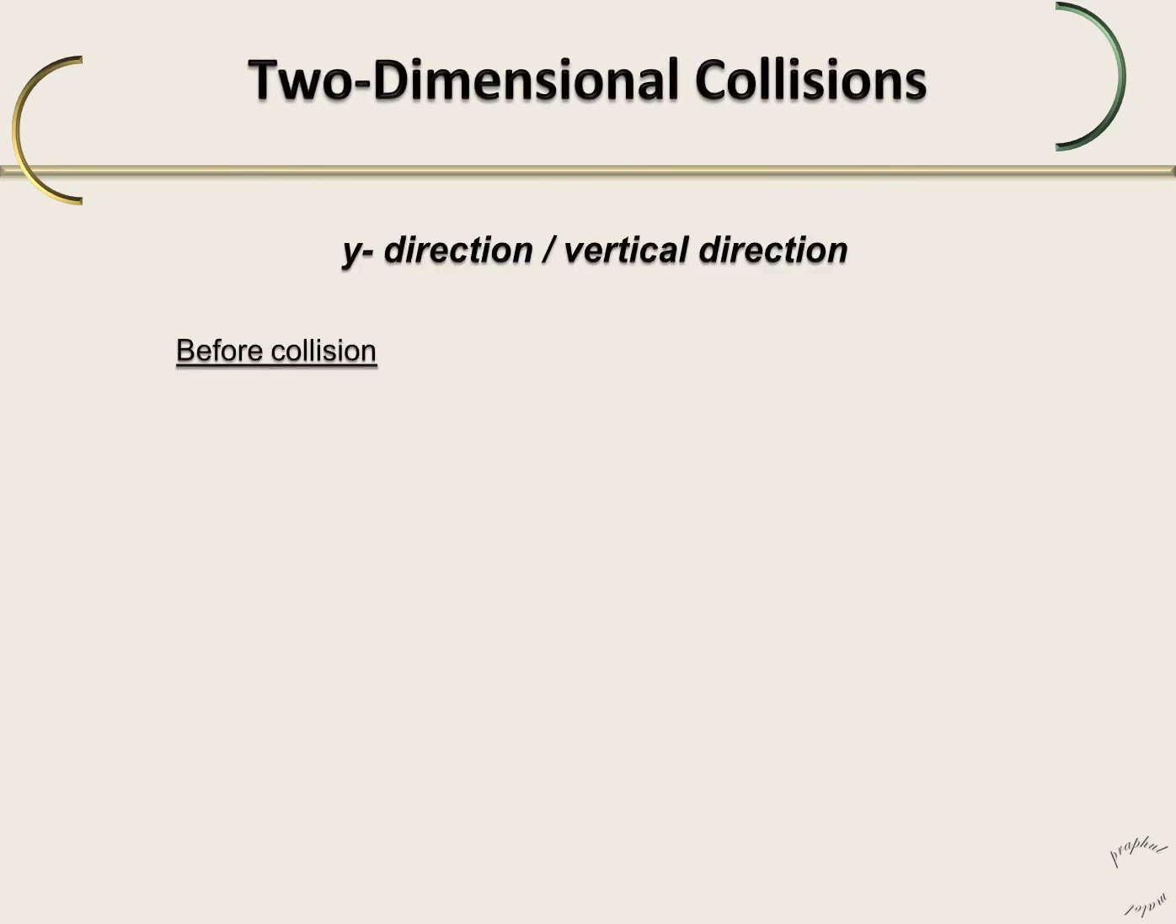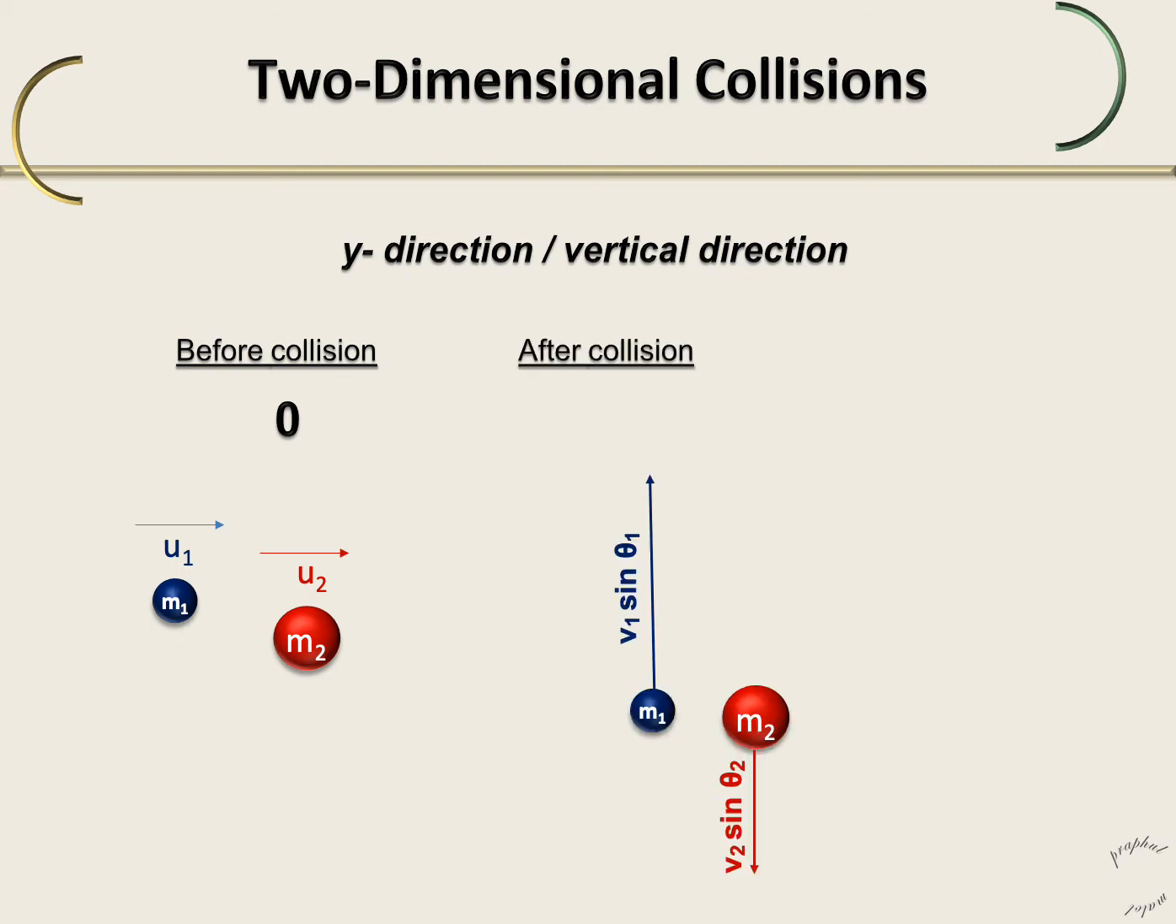Now, in the same way, in the vertical direction, I'm going to use the rule. Total before collision is equal to total after collision. But in the vertical direction, what you can see is nothing is moving vertically before collision. So the total momentum in the vertical direction before is zero, because both are moving horizontally. They won't have any component or any influence in the vertical direction. But after collision, you can see there are two parts. Each momentum has a vertical part. So the total momentum after collision will be the vertical momentum of each body. Okay, so this is how you write the law of conservation of momentum in the vertical direction. Now we have got two equations, one for horizontal direction, one for vertical direction. Now we are going to solve this.